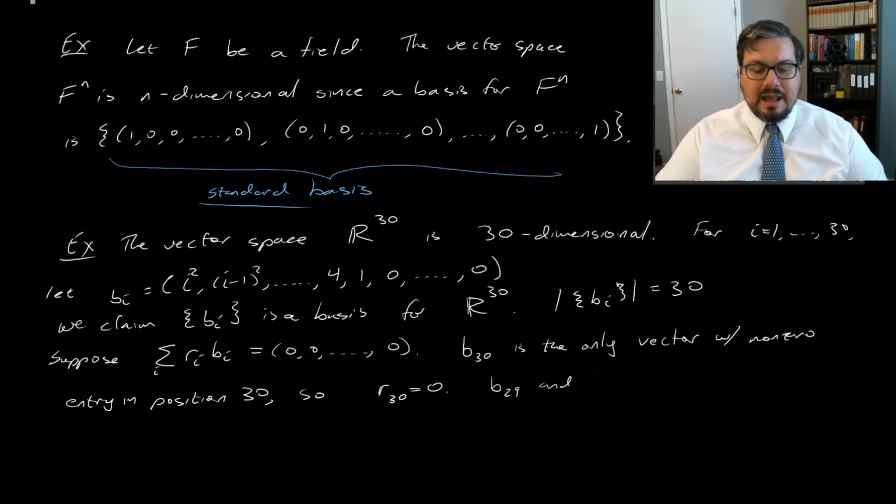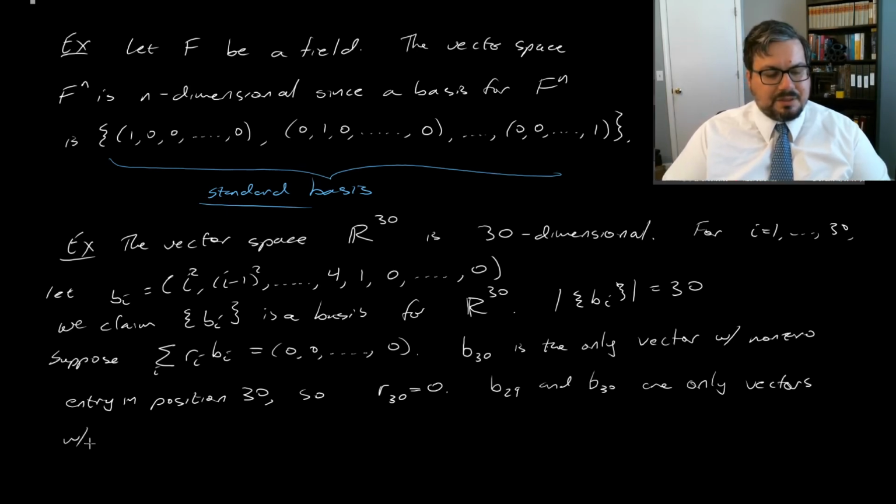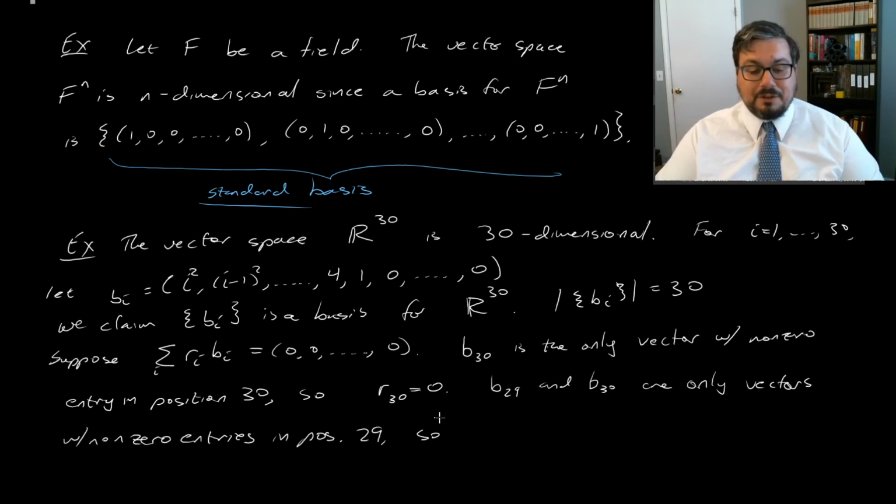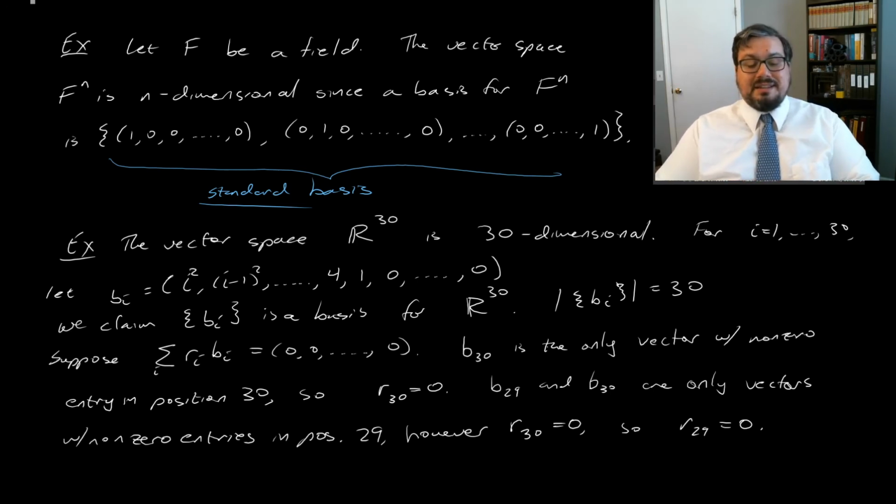Now, b_29 and b_30 are the only vectors with non-zero entries in position 29. So we must have that the linear combination of the 29th entries between b_29 and b_30 goes to 0. However, we already know that r_30 is equal to 0, so we must also have that r_29 is equal to 0, because if it were not, then the non-zero entry of b_29 in the 29th position would give us something non-zero.